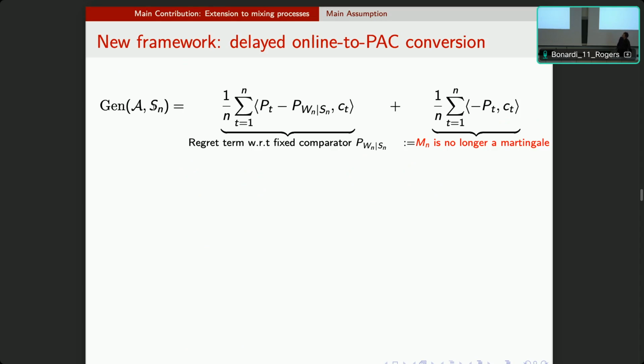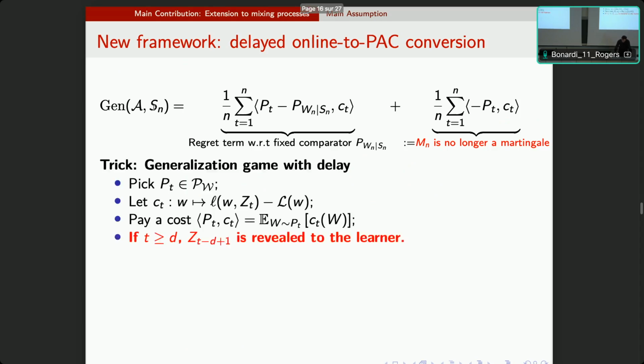But we know that because of the mixing condition, if we force the online learner to pick his distribution based on a past that is sufficiently far away, then we can decorrelate this distribution from the cost. So this is the main trick: adding some delay in the generalization game. It's really the same game, except that in the last bullet point, instead of ZT minus 1, it's ZT minus D plus 1 that is revealed.